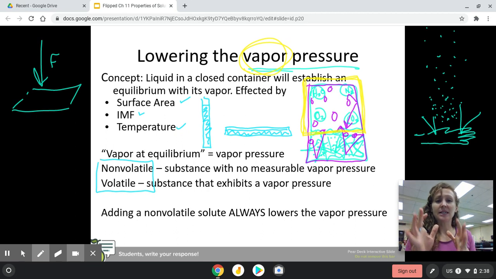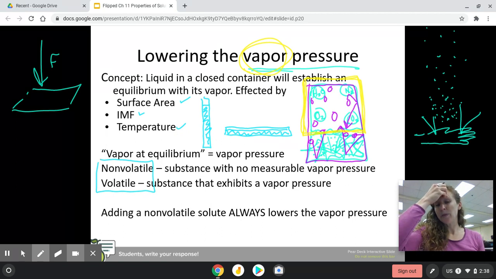If something is non-volatile, it's not going to escape very easily into the gaseous phase. It's going to have no measurable vapor pressure. Mercury would be a good example of that. Mercury is not going to escape very easily and establish a vapor pressure. Things that are volatile, that's why our hood exists.